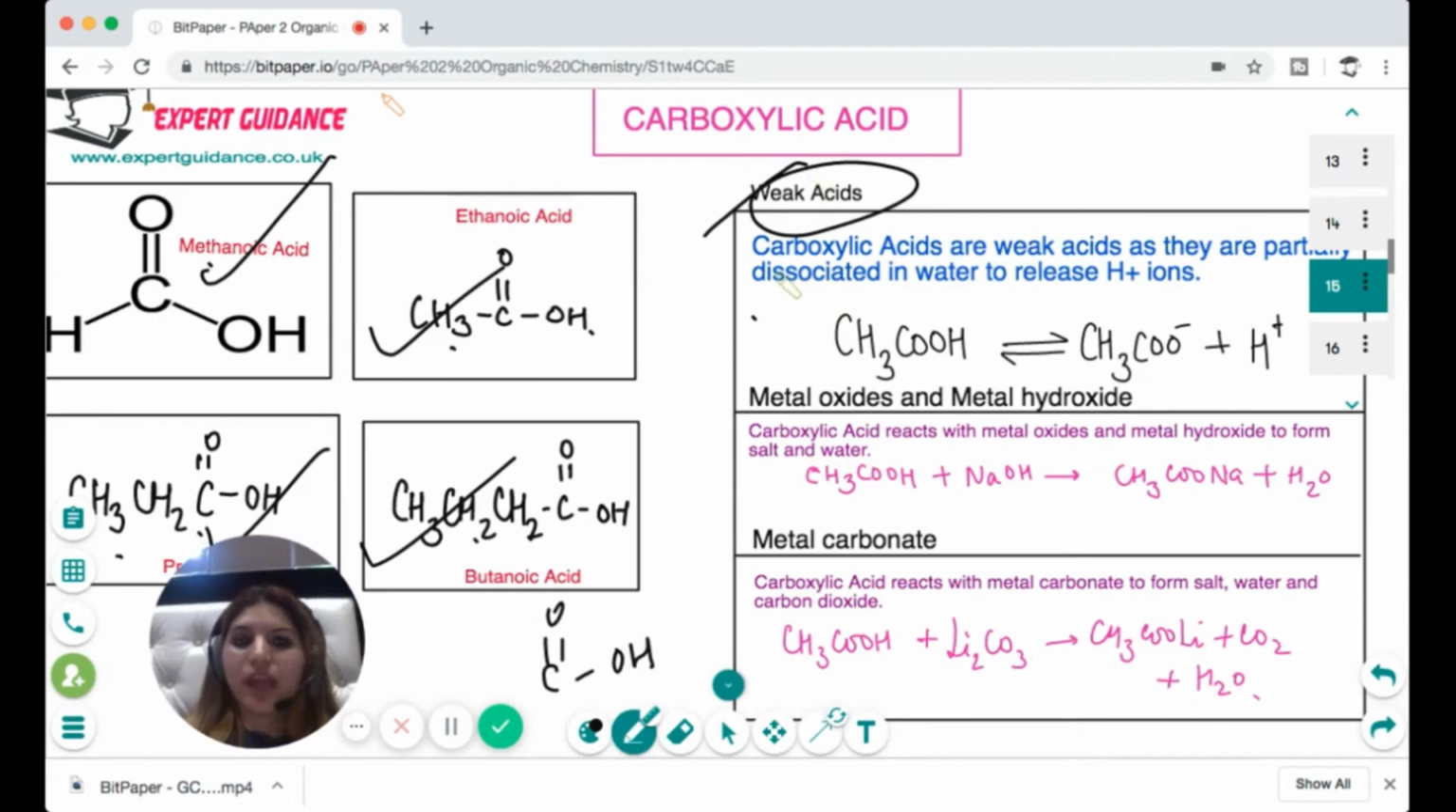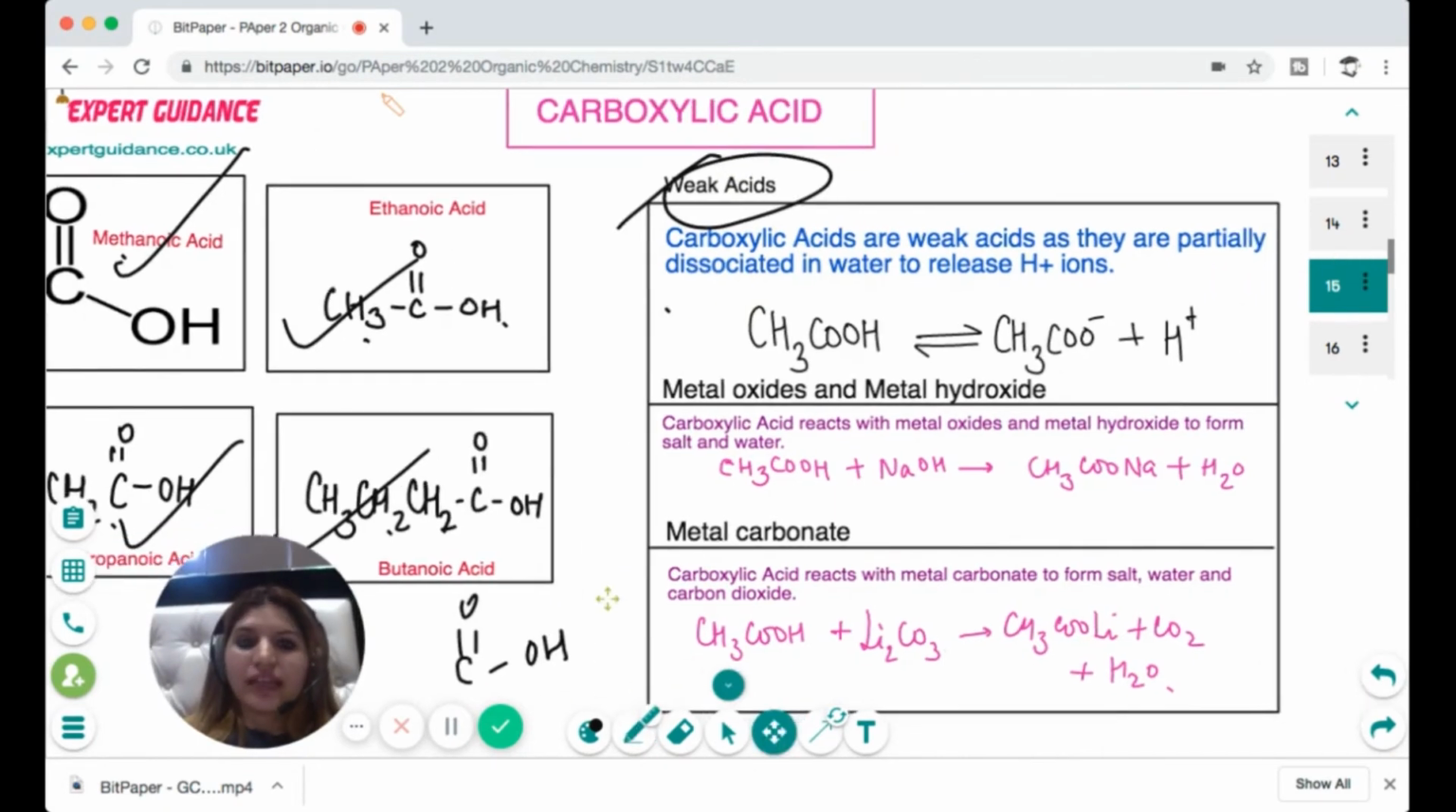Now, carboxylic acids are considered weak acids, and they'll ask you in the exam why it is a weak acid. So you have to give this definition: weak acids are those which are partially dissociated in water to release H+ ions. And then you have to give this equation, CH3COOH breaks into CH3COO- plus H+.